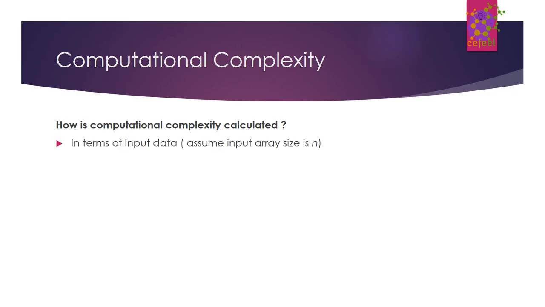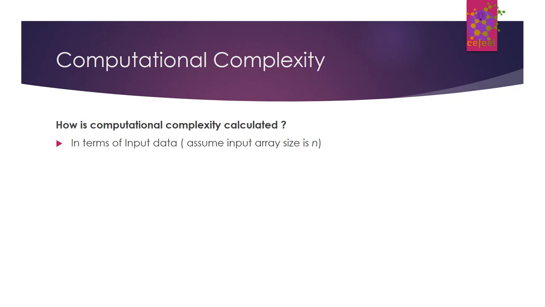So sorting algorithms, because we have an input data which is an array, and let's say the size of the array is n, we normally represent our complexity in terms of the input data. So if we represent the input data as n, our sorting algorithm complexity will be in terms of n. So it could be n square, n log n, or whatever. So it is specified in terms of the input data, because that is the major item on which the algorithms perform.